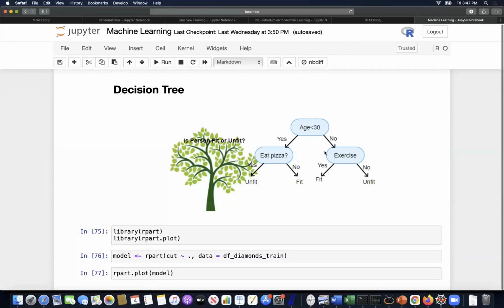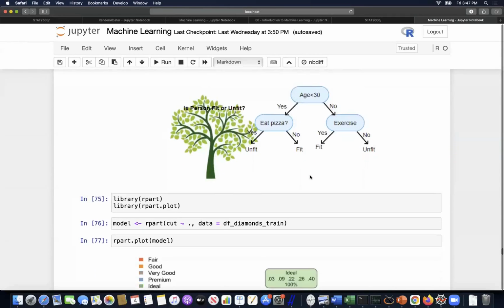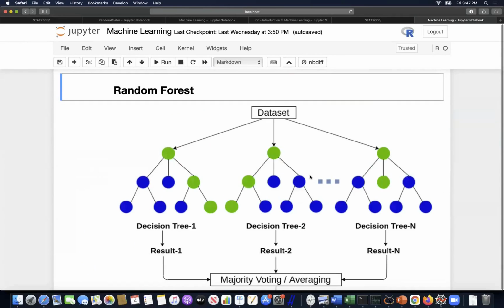Or if somebody is going to graduate school, you cannot just deny their application based on some random feature that you don't know about. Why is it important? Because if you deny somebody because of their age, because of their sex, because of their gender, they have the right to sue you. So it's very important for your algorithm to be interpretable. And decision trees are. Random forests aren't.